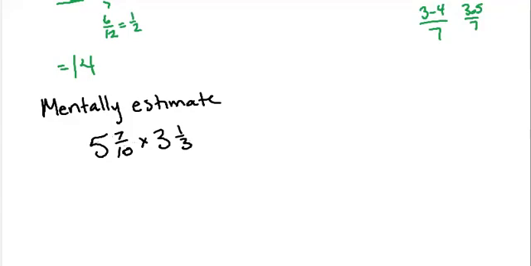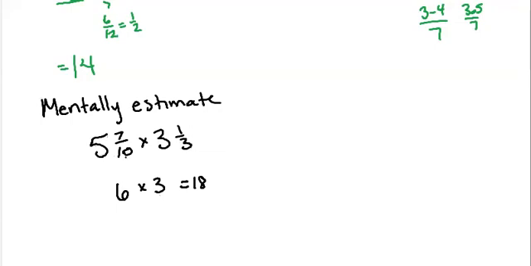5 and 7/10, well, that's close to 6. 3 and 1/3, well, 1/3 is less than half, so I'm going to round that to 3. 6 times 3 is 18. So before I work this problem, I know that it should be close to 18. Then I'm going to work this problem exactly.